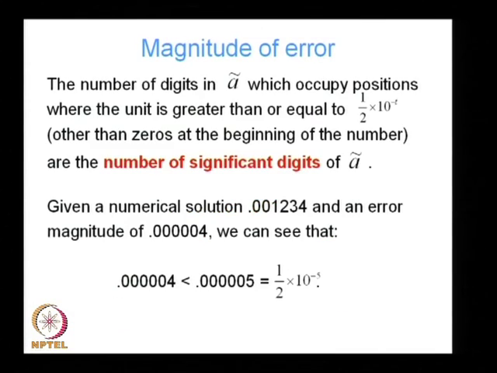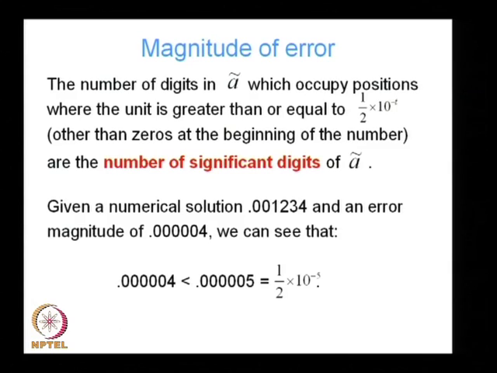The number of digits in A tilde which occupy positions where the unit is greater than or equal to half into 10 to the power minus t, of course, we ignore the zeros at the beginning of the number, are the number of significant digits of A tilde.